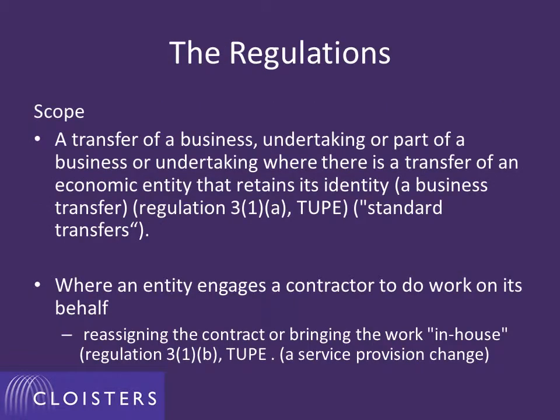Under the regulations, there are two types of business change that are covered as transfers of an undertaking. There is the situation where a transfer of a business or undertaking or part of a business takes place. That occurs where there's a transfer of an economic entity which retains its identity. The second type is a service provision change, and this occurs where an entity has engaged a contractor to do work on its behalf, and then there's a reassigning of the contract or where the work is brought in-house. So, standard type of transfers are dealt with under Regulation 3(1)(a) of TUPE, and the service provision change is 3(1)(b).